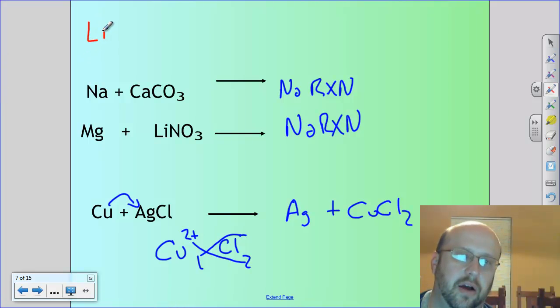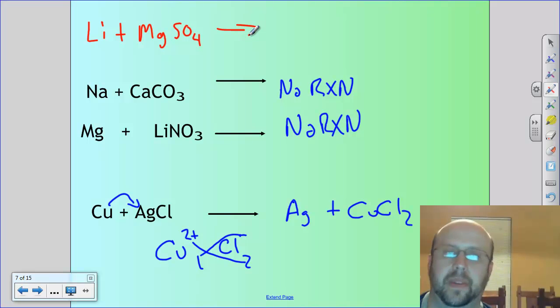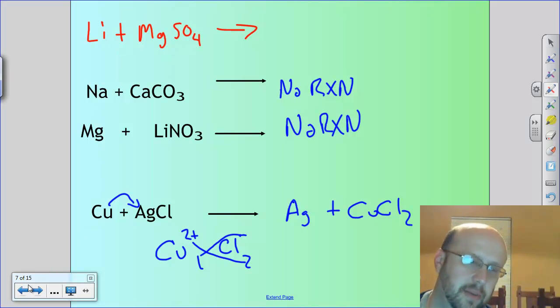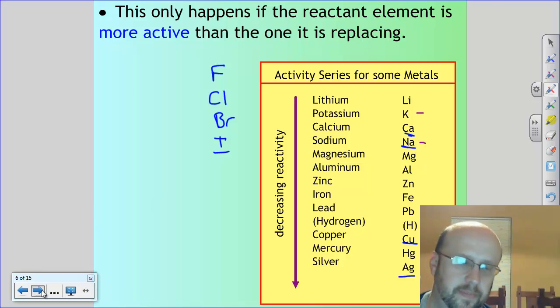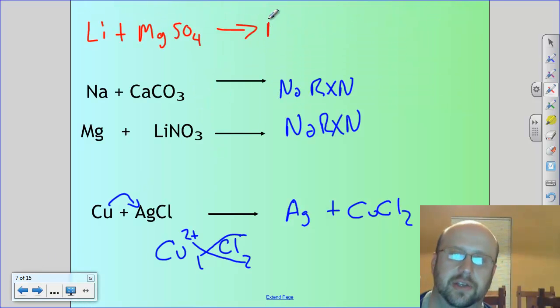Let's take lithium, okay, plus, let's say, magnesium sulfate. Okay? So lithium's the highest thing up on the table. Go back and look at your table. Lithium's highest, definitely higher than magnesium. So lithium's going to take its place. So the first thing we do is write magnesium by itself. Okay? And then we're going to crisscross the lithium with sulfate because lithium is kicking magnesium out.